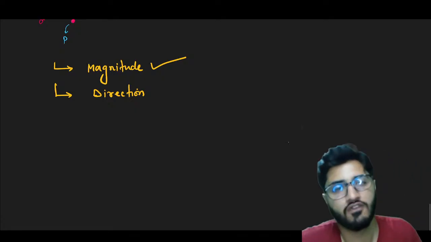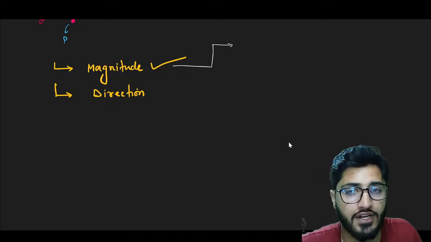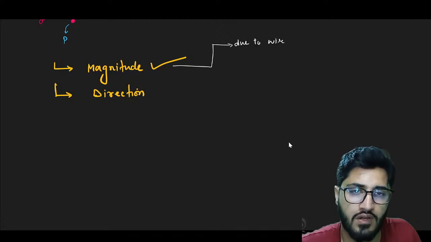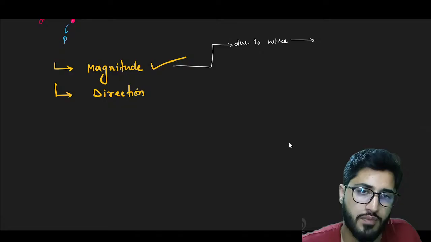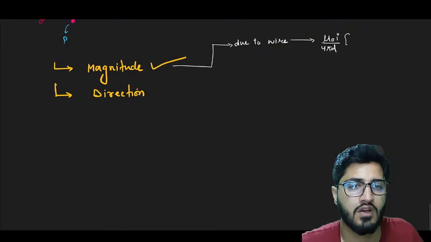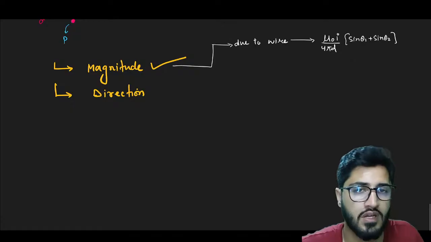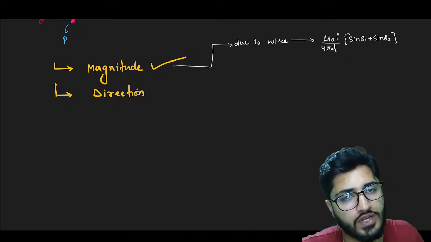Magnitude. Look, for magnitude, what we need to find out? Magnitude due to wire. And it came out to be mu naught I by 4 pi d, times sine theta 1 plus sine theta 2. This is my formula. Now we have two cases.